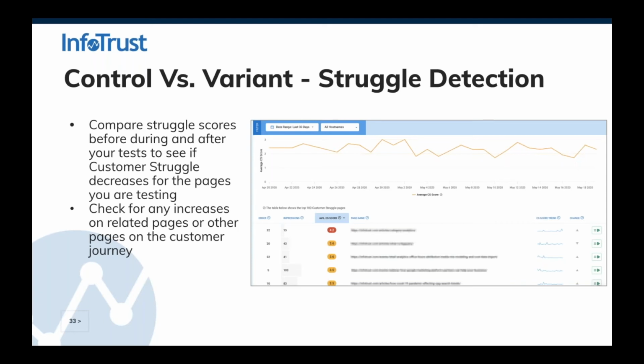So have that graphical interface to look through and see if those CS scores are changing over time. And you can also look for the specific pages that you're making changes to. Check for increases on related pages or other pages on the customer journey, just to see how the changes you're making may have a trickle-down effect to other parts of the user journey or the experience. So lots of options here for analysis after your test.